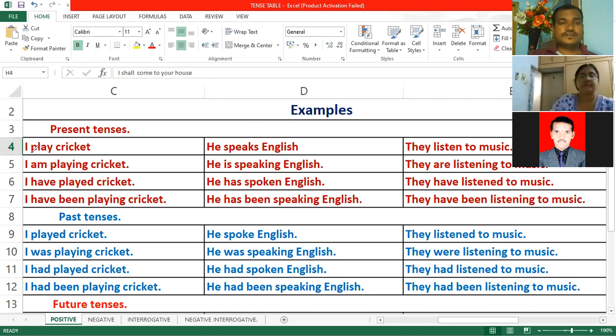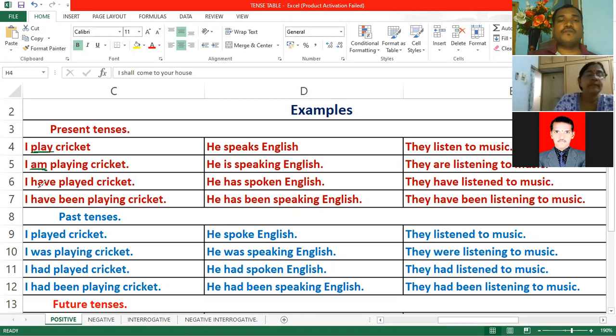Correct? So here we used V1, present form. I play cricket. Whereas in present continuous, I am playing cricket. So am is the helping verb of continuous tense. I is first person singular, that's why we are using am. I am playing cricket.